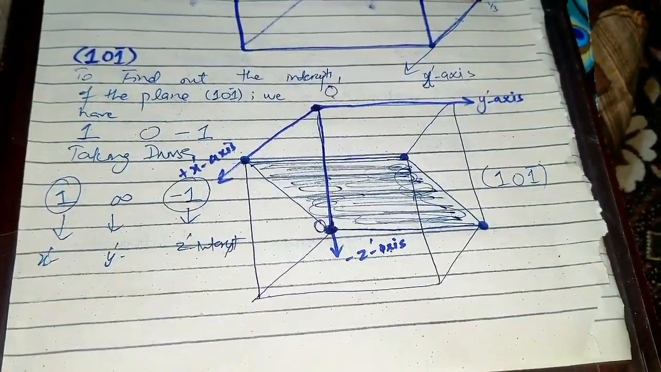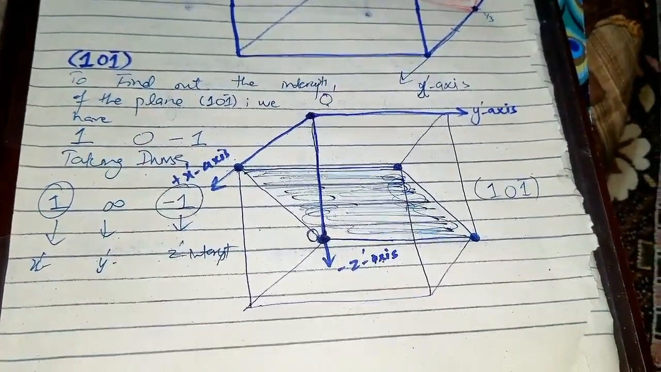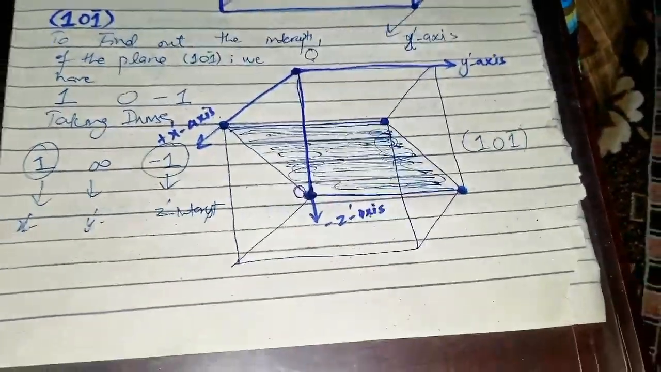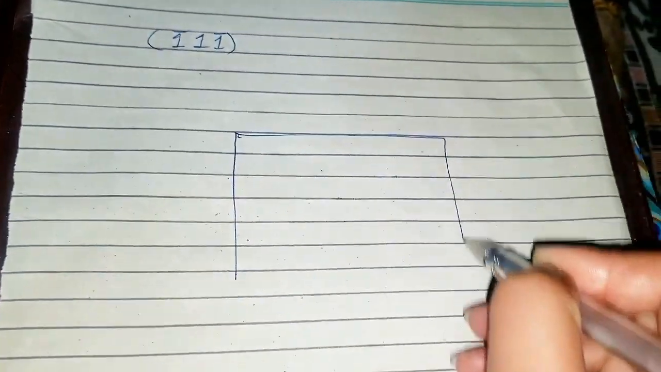Okay, this is done now, and now we'll do the case when 2 of the indices are negative. Here comes the next problem. It's 1 bar 1 1 bar, x and z indices are negative. Okay, so let me draw the cube first.